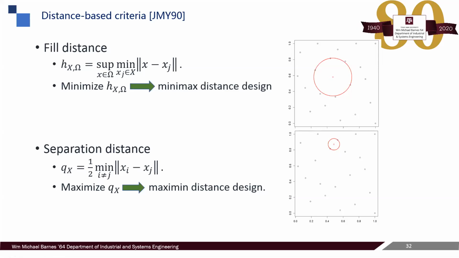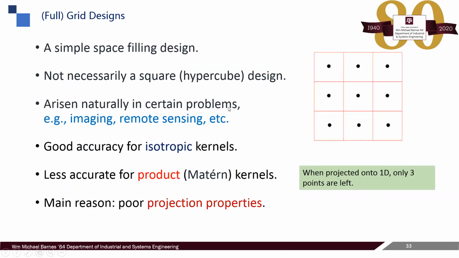Of course, these two goals cannot be achieved simultaneously, but somehow they do not conflict too much with each other. So you can maintain the fill distance to be relatively small and the separation distance to be relatively large at the same time. This is purely based on distance, okay?